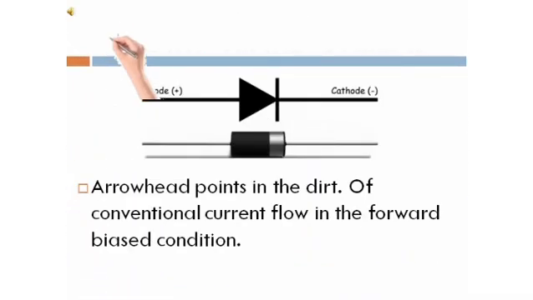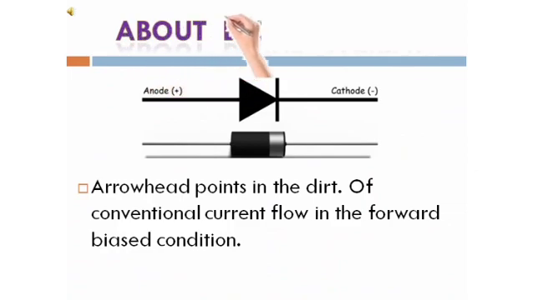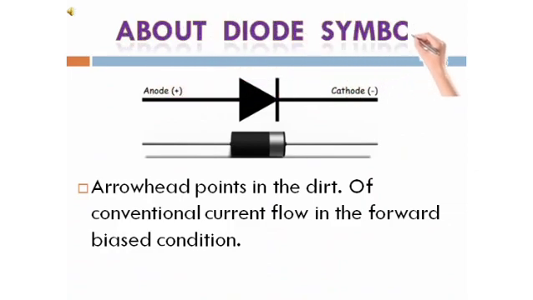When I talk about the diode symbol, the arrowhead points in the direction of the conventional current flow in the forward biased direction. That means the anode is connected to the P side and the cathode is connected to the N side.